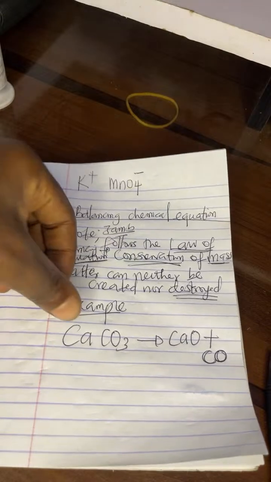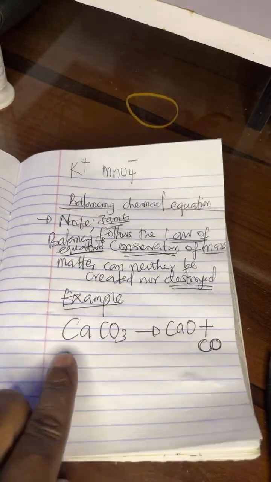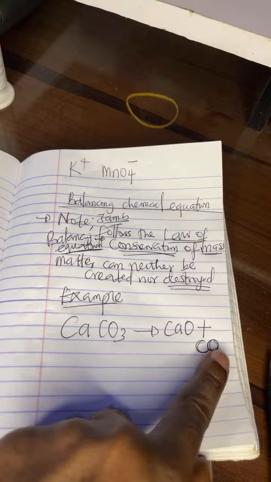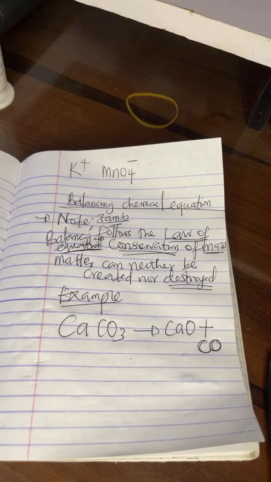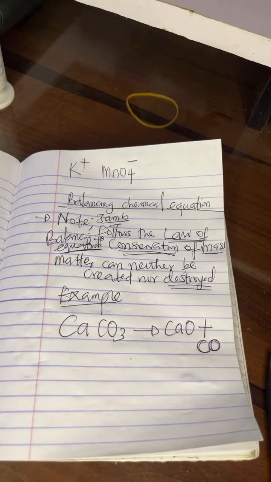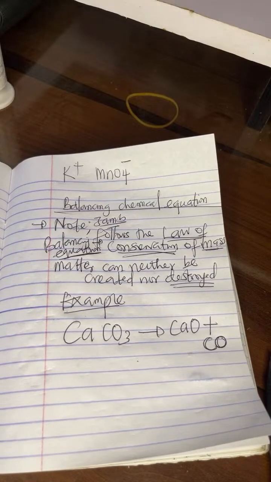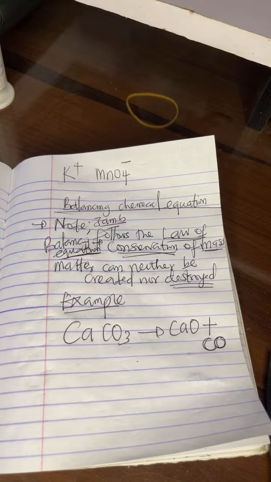Why? If you look, this is Ca, this is C, this is O3. Ca, yes; C, yes; but the oxygen here is 2 and the oxygen here is 3. That means we've done something we call destruction. We have destroyed matter, and the law states that matter is neither created nor destroyed. You have breached the law of conservation of mass. That's why that law is important. So this is not correct; it does not follow the principle.